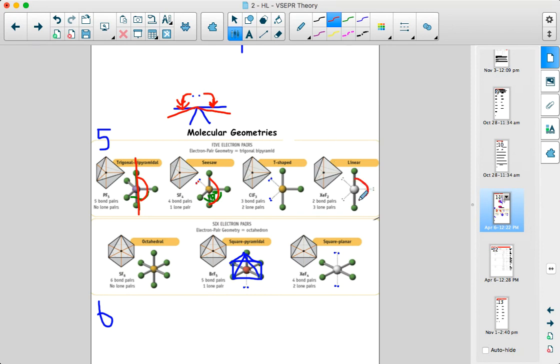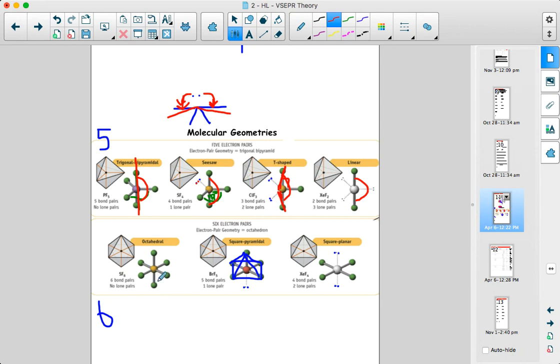For linear, down here we'd have 180. For T-shaped, it looks like it's all 90 and 180, but in fact, because of these lone pairs, we would expect that it's actually going to be a little bit off from perfectly 180. So you might be able to predict slightly smaller than 180, slightly smaller than 90 because of those non-bonding pairs.